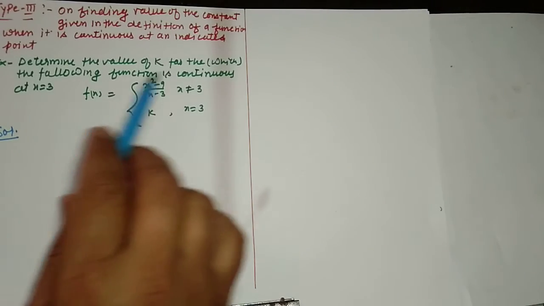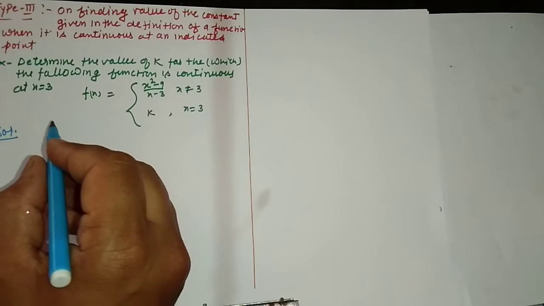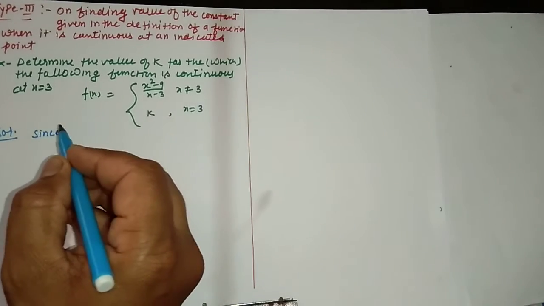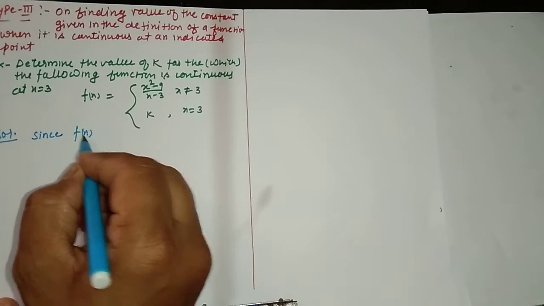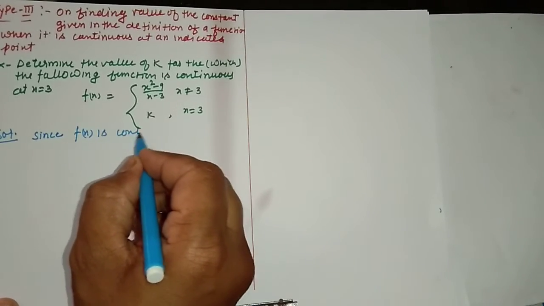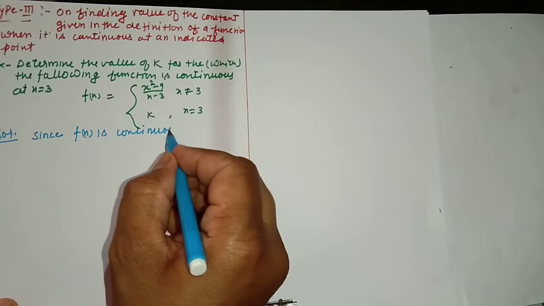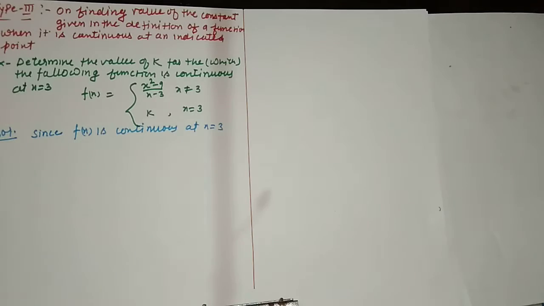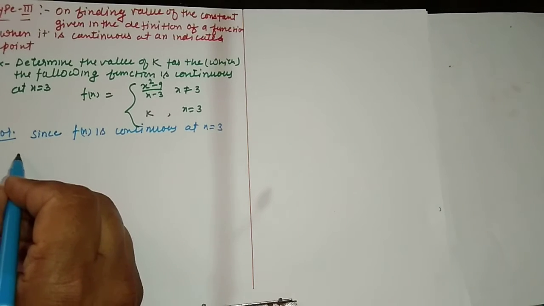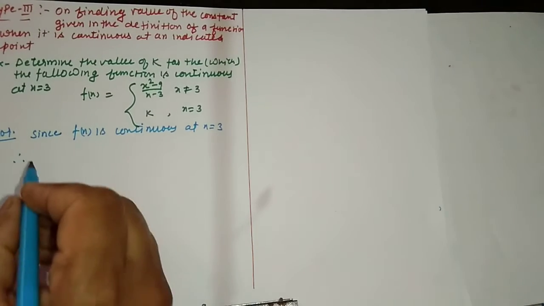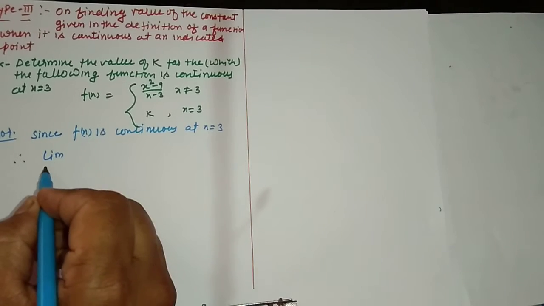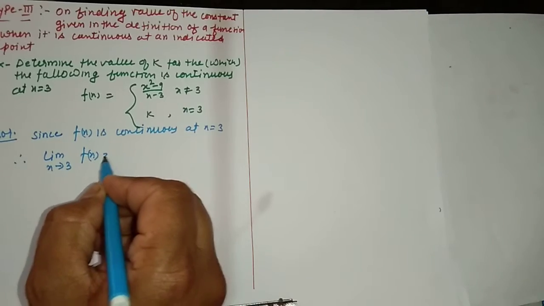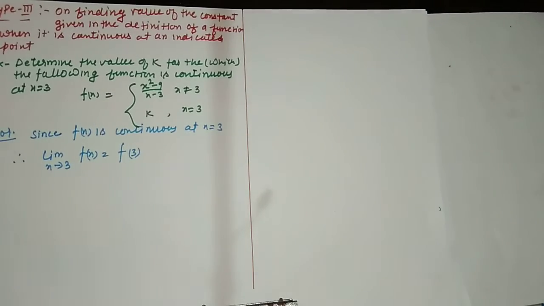What we have been given already is that the function is continuous, so we can say that since f(x) is continuous at x is equal to 3, and we have already discussed continuity problems before, therefore limit x tends to 3 f(x) is equal to f(3). Clear?